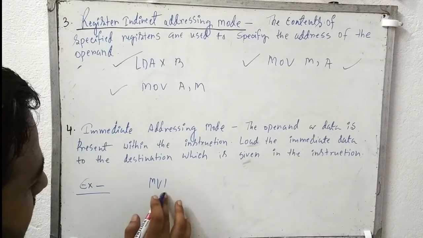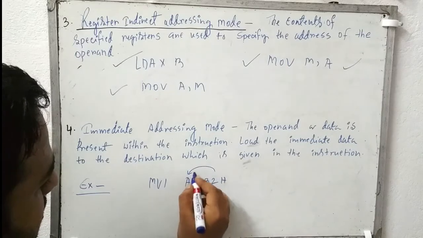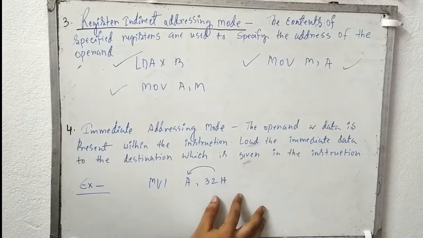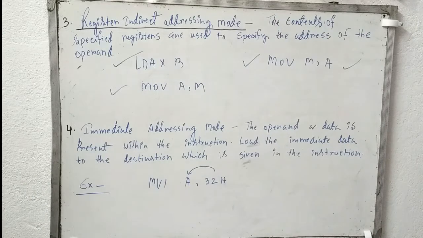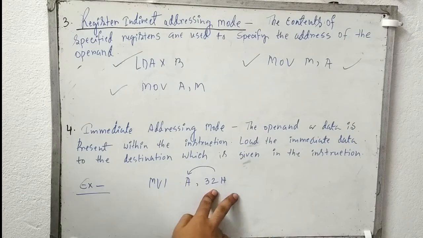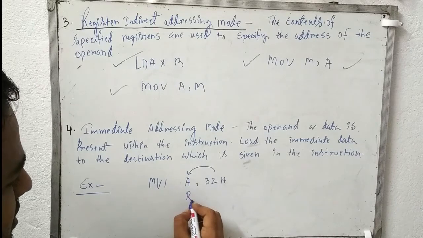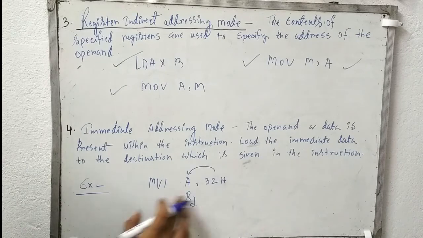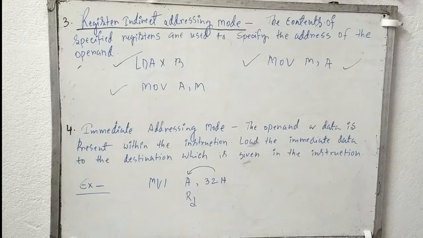MVI A, 32H. That means this is the operand or data. You need to load that operand or data into the destination register, which is the accumulator, immediately. So this is a kind of immediate addressing mode.